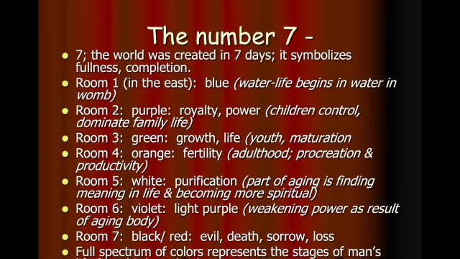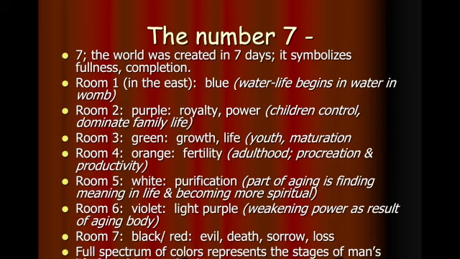Room number 3 is green. As we go through green, we think of the sense of growth, we think of the sense of spring, we think of the sense of life, and so that might show the sense of youth and maturing into adulthood. Room 4 is an orange room. Room 4 usually shows the sense of fertility, productivity. You do have people who are lusting after one another in that particular room, so we're probably looking at the sense of adulthood.